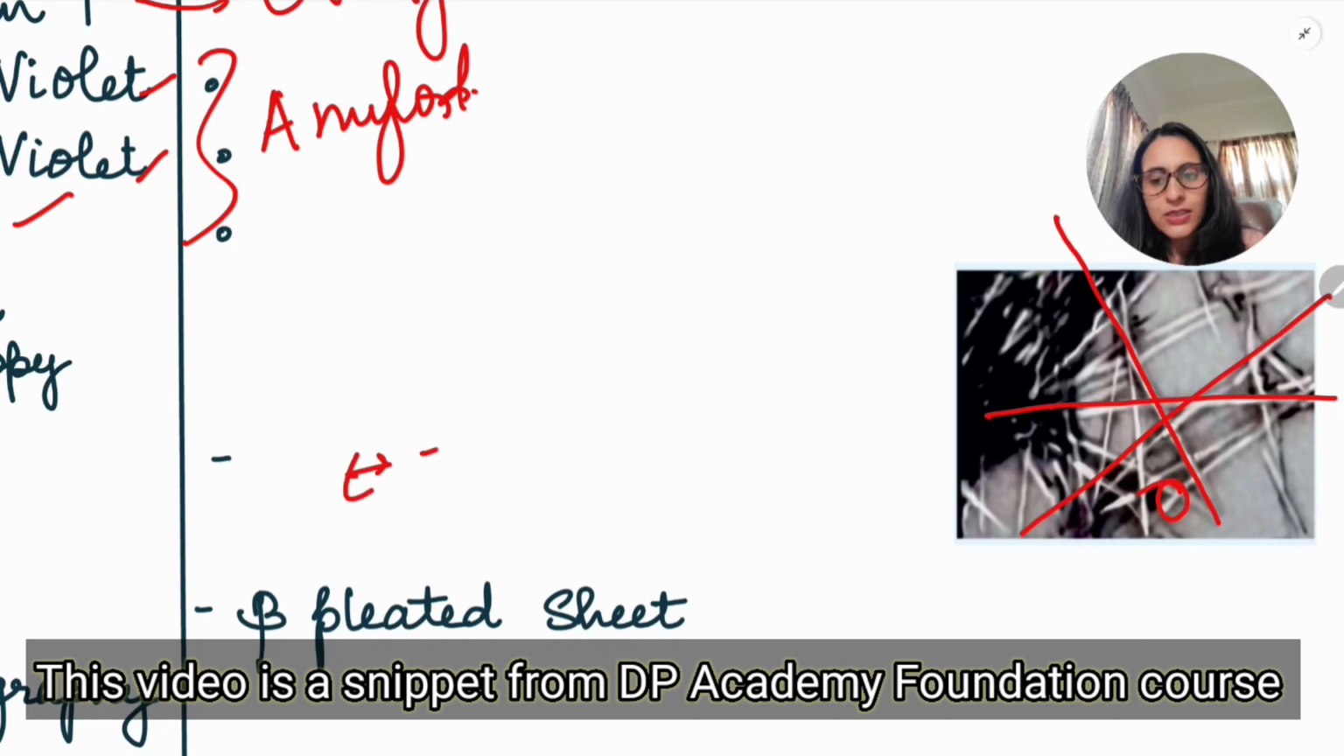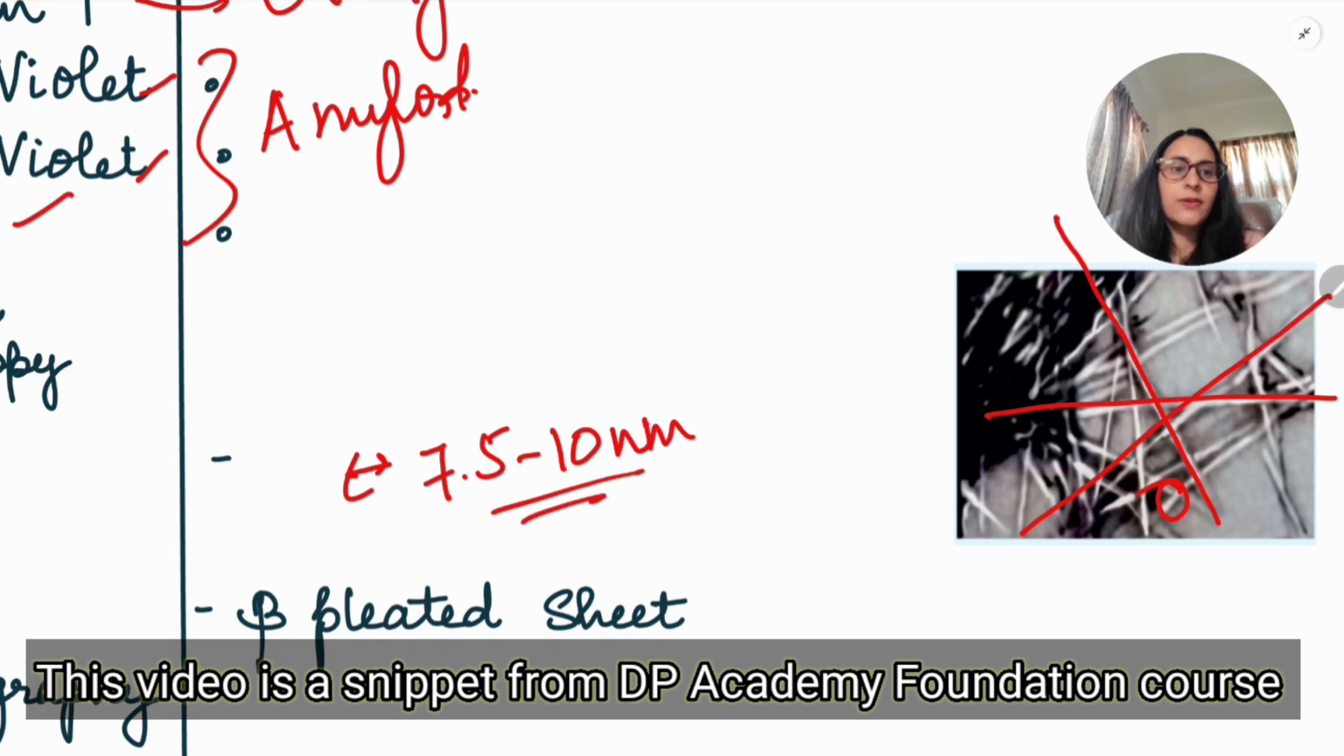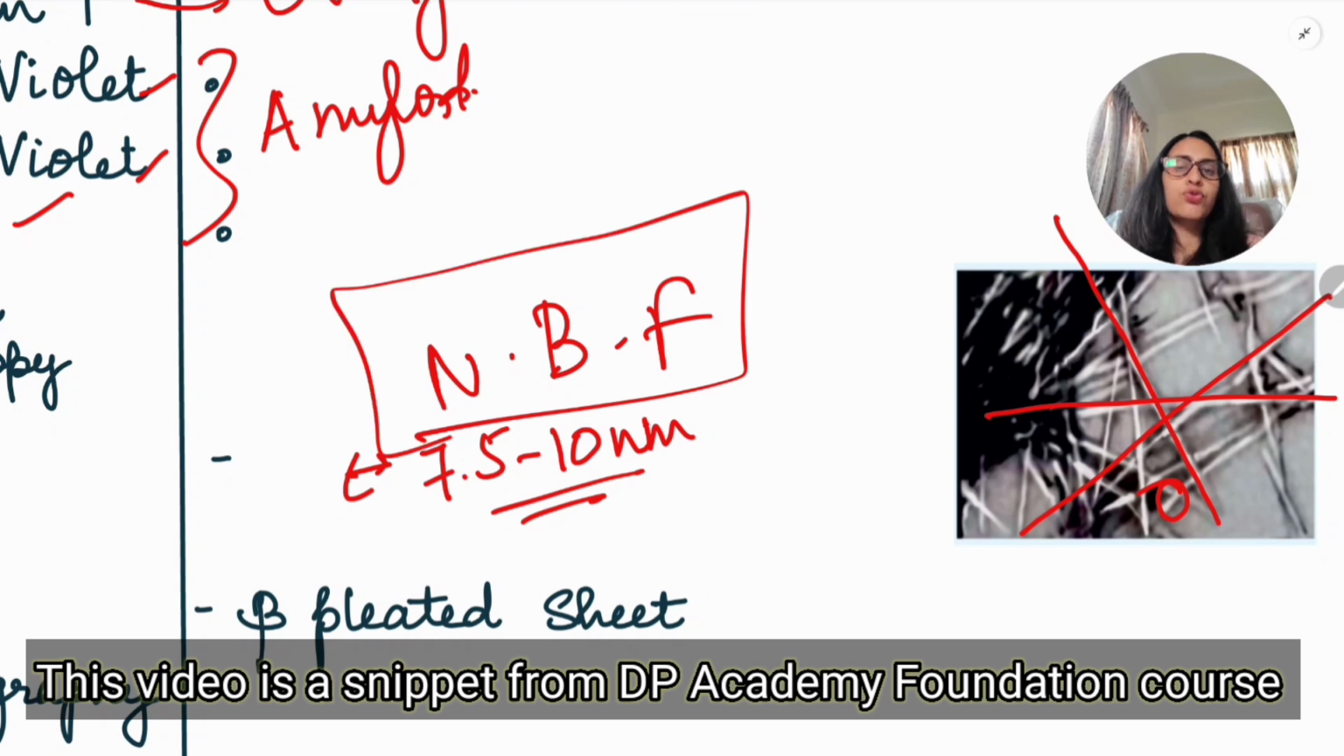But the diameter actually can be calculated. You can see the diameter of these non-branching fibrils is 7.5 to 10 nanometer. While on the other hand, length is unlimited, indefinite length. We cannot measure the length. And these are non-branching fibrils on the electron microscope.